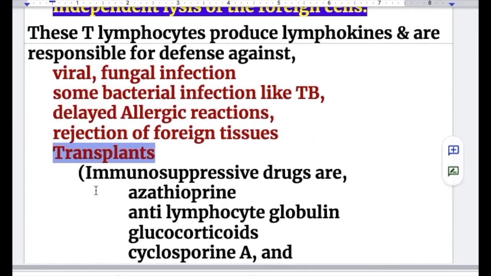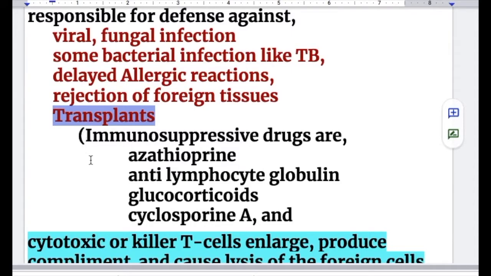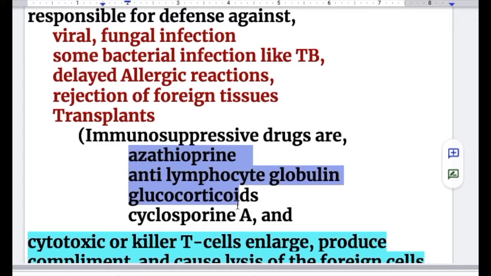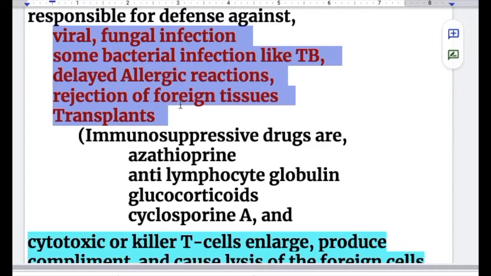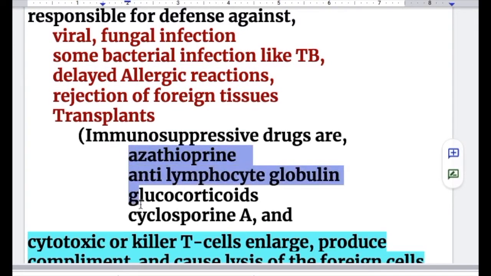And the drugs used to prevent transplant rejection are immunosuppressive drugs. Examples of them are azathioprine, anti-lymphocyte globulin, glucocorticoid, and cyclosporine A. So the T lymphocytes act against viral and fungal infection, intracellular bacterial infection, and in graft rejection and transplant. And the drugs used to prevent transplant rejections are azathioprine, anti-lymphocyte globulin, glucocorticoids, and cyclosporine.